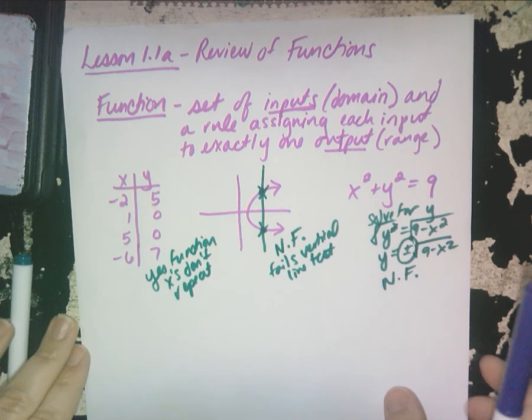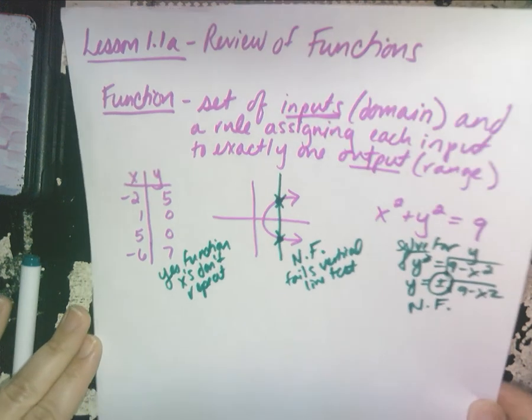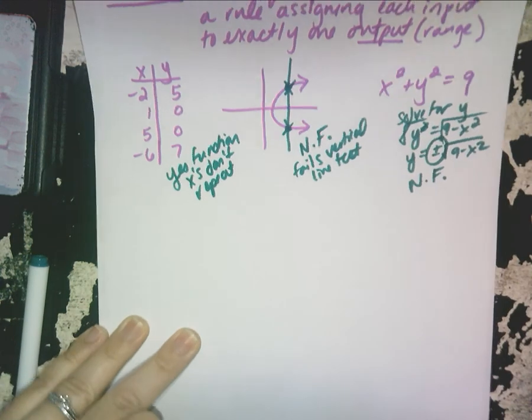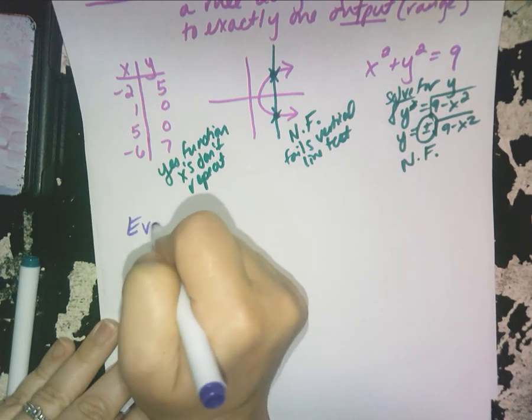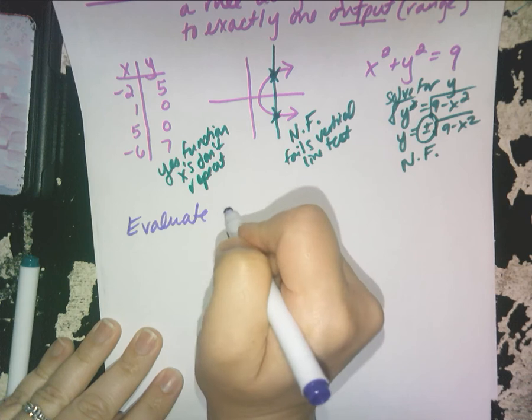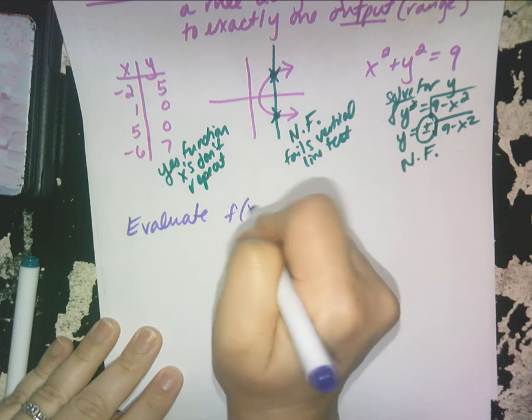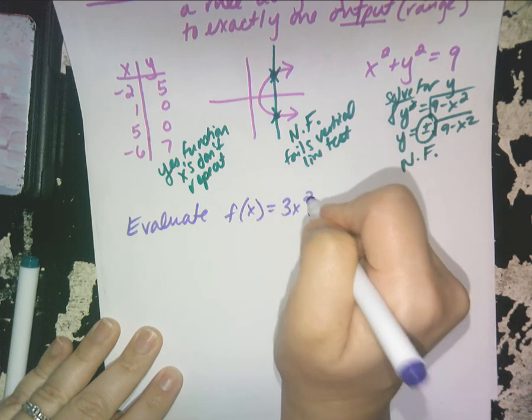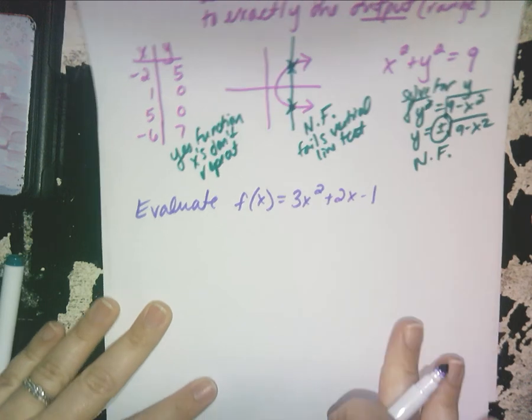All right. Then we're going to evaluate functions. Evaluate. And I'm going to give you f(x) = 3x² + 2x - 1.